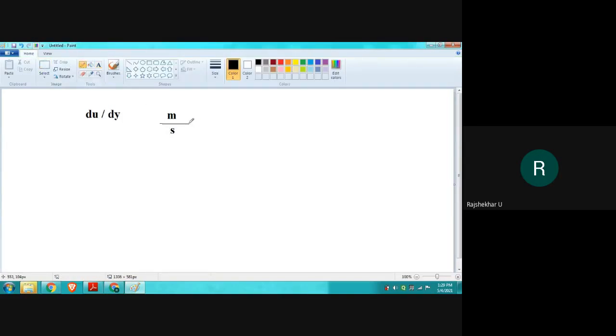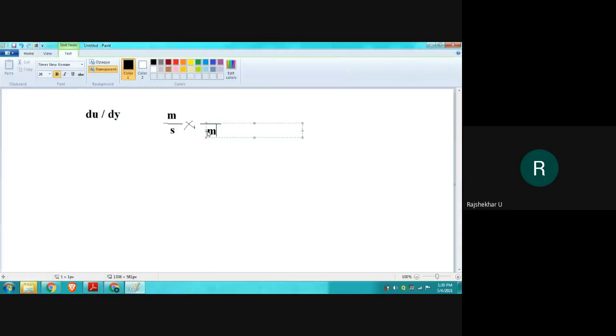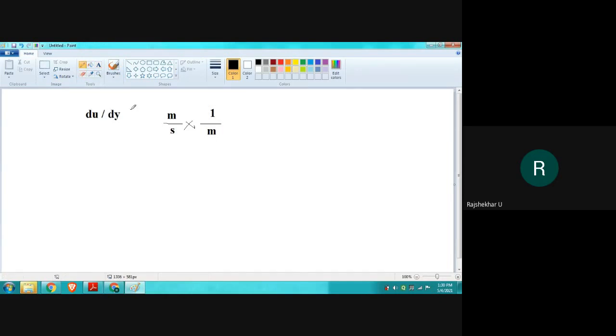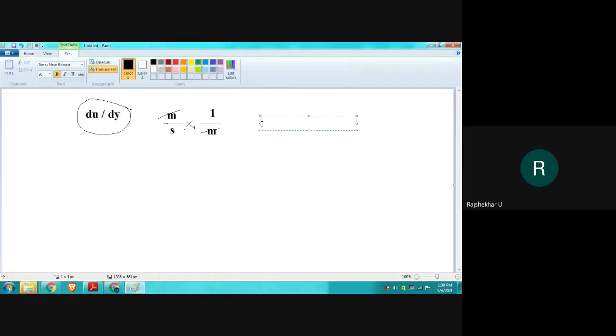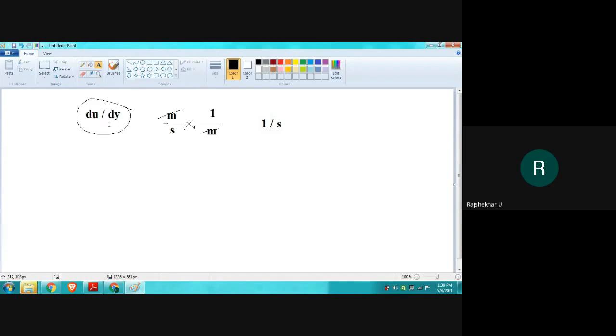So we can write it like this: the unit of velocity, meter per second, into the unit of dy. Dy is distance, which is in the denominator, that is meters. So I can write it here as 1 by meter. If you check clearly, in du by dy together, the meter gets cancelled. We will be left with just 1 by second, or per second. This term is known as velocity gradient.